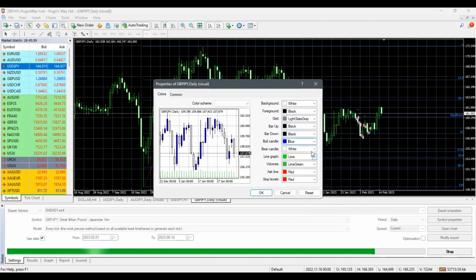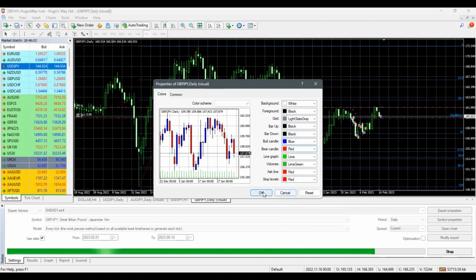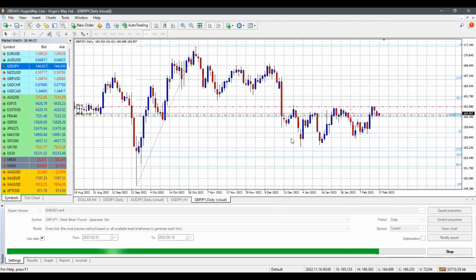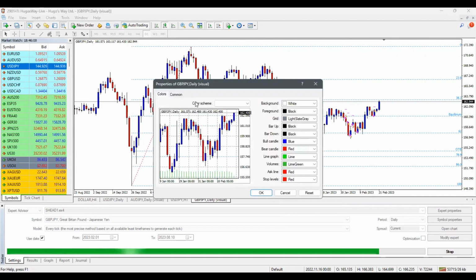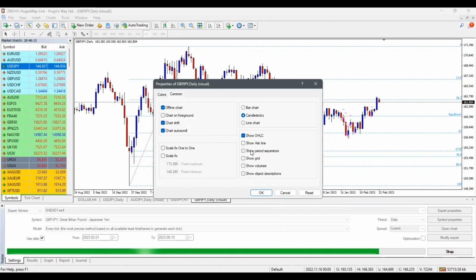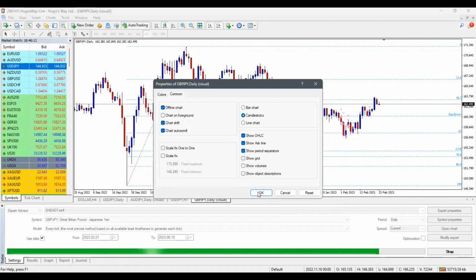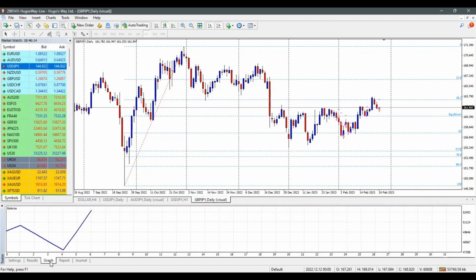Blue and red. Okay, so here you go. Let me take off the grid so that you can see what's going on. Properties. Now I'm going to leave the period separators on so that you can see how it happens in the day as the market is doing. So here's the property. So this is the robot.